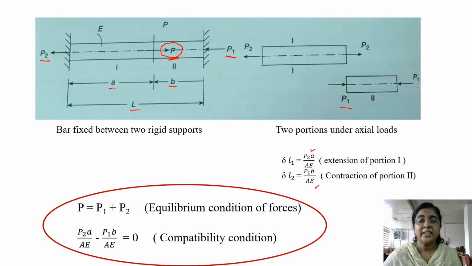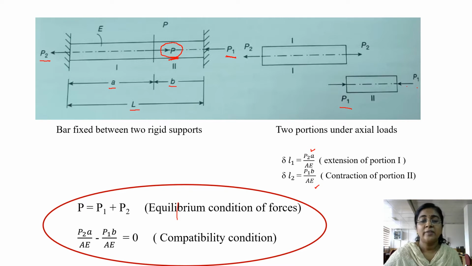For the second condition, the bar is fixed at both ends, so the total change in length of the member is 0. That is, the extension of portion 1 is equal to the contraction of portion 2, or P2A by AE minus P1B by AE is equal to 0. This is because it is fixed between the two supports and the total change in length is equal to 0.